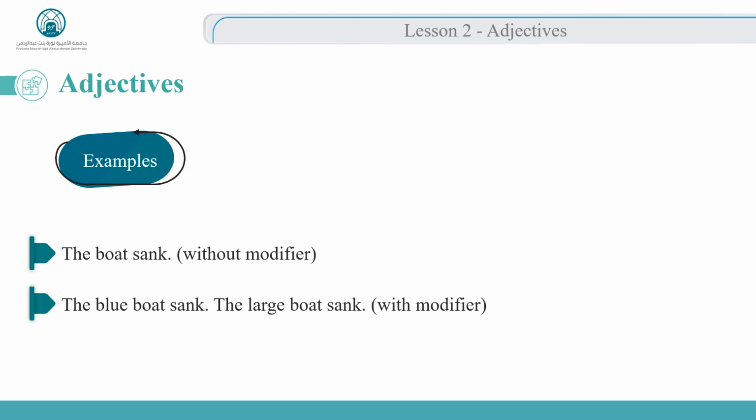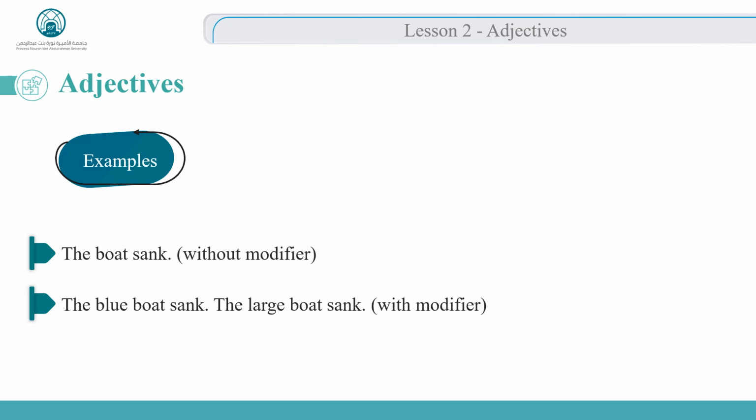Let's look at an example about what an adjective does. The boat sank. The blue boat sank. The large boat sank. In the first sentence, the boat sank. We're not using any modifier. We're just talking about a boat. Any boat can come to your mind. We don't give here enough information to make you visualize what I am talking about.